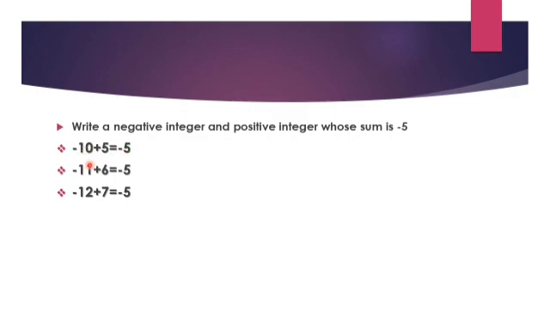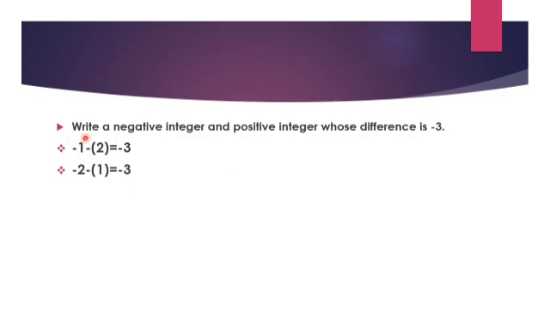And second case, -11 plus 6. In the same way, subtract the numbers and put the sign of the bigger number. 11 minus 6 is 5 and the sign of the bigger number is negative. We get the answer as -5. In this way, we can find more examples for positive and negative. In their addition, we get the answer as -5.